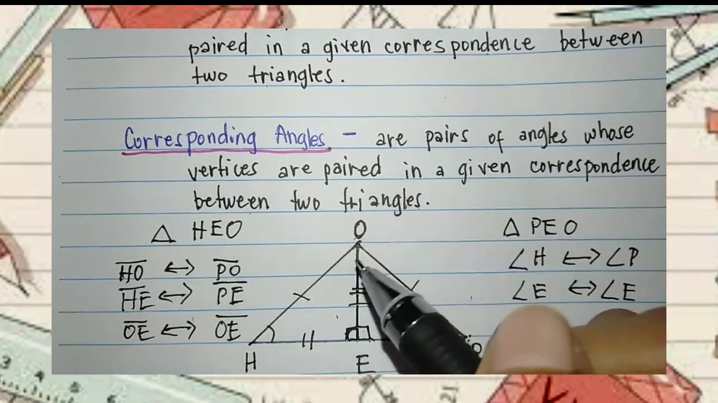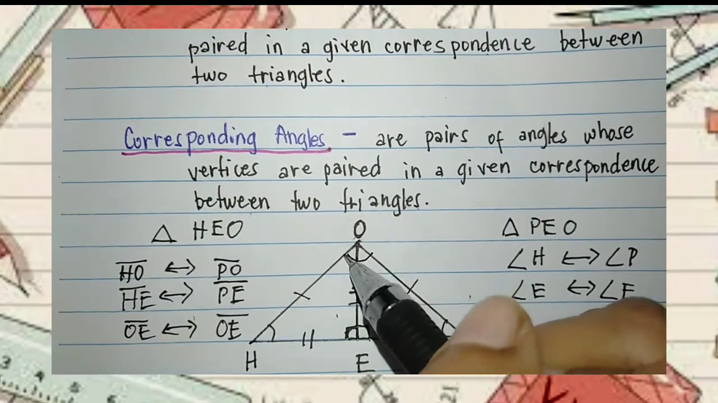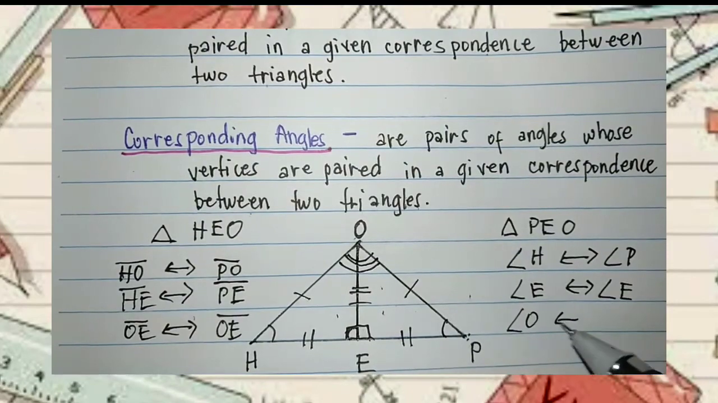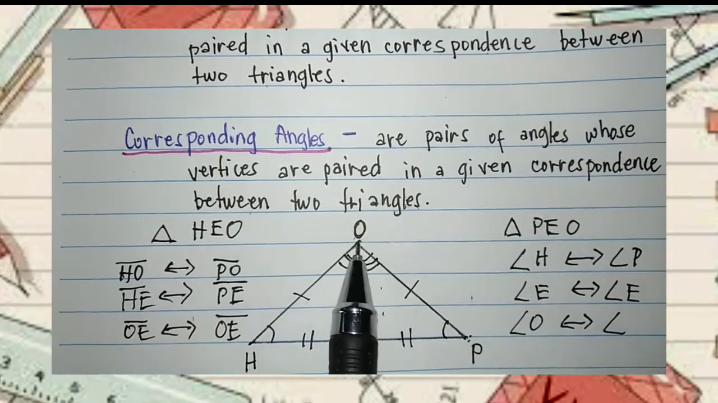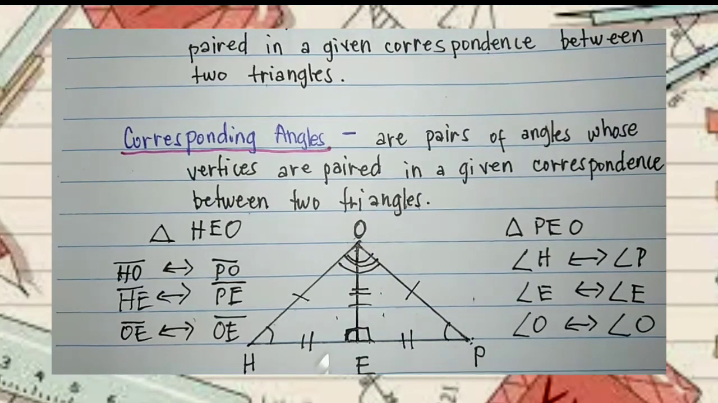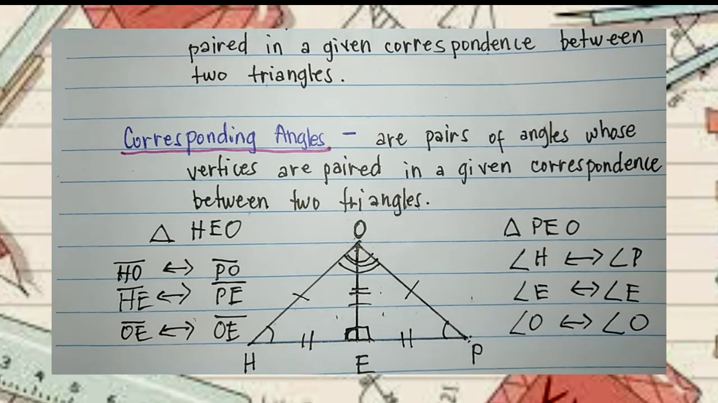Okay? And then, how about this one? Same process. Yan. Angle O corresponds to angle O pa din. Tama? Hindi mo naman kasi pwedeng ipares ito dito. Ito dito. Hindi pwede. Ito dito. Kasi, dalawang triangle yan sila. Pwede mo silang paghiwalayin para hindi ka malito sa pagkuha ng corresponding sides and corresponding angles. Okay? So, ganun yung technique. And dito lang, hindi ko na pinakita kung paano ba kapag pinaghiwalay sila.